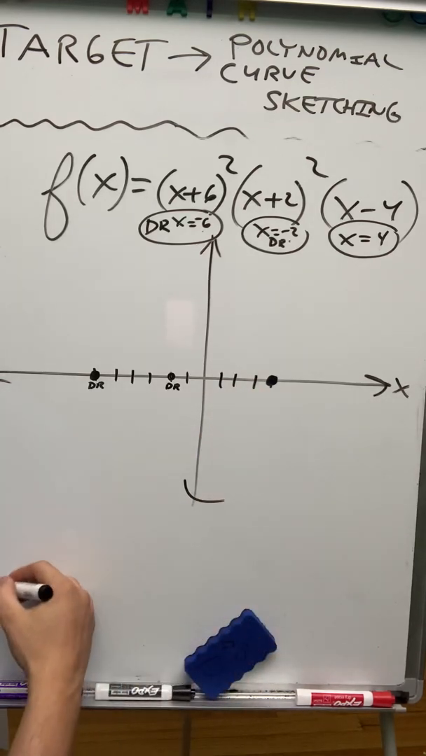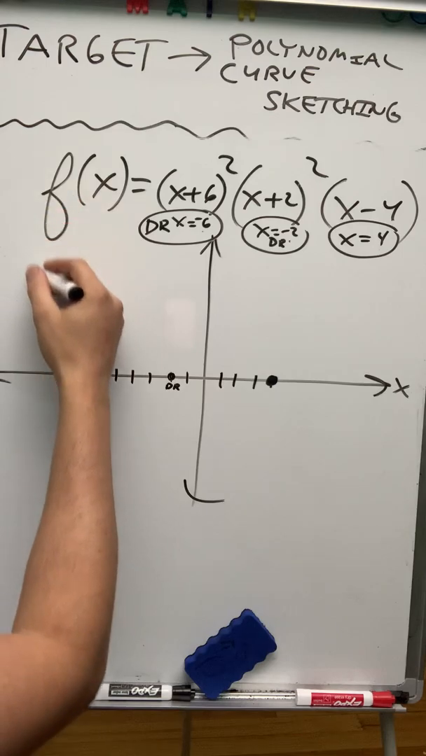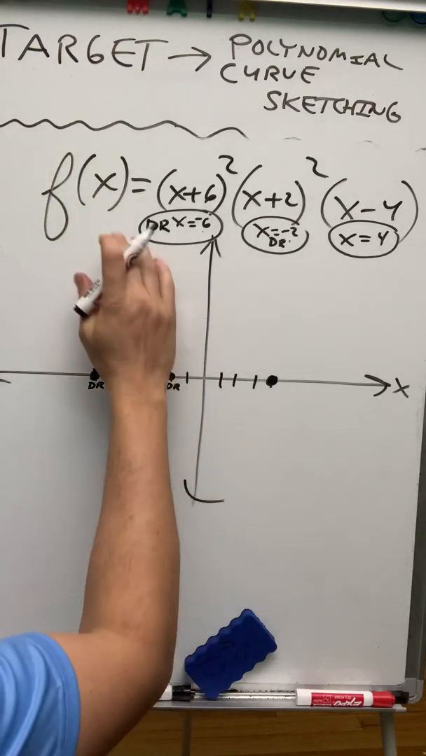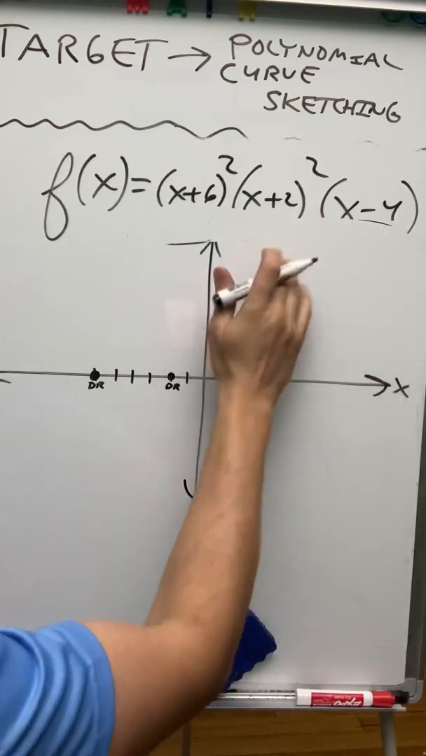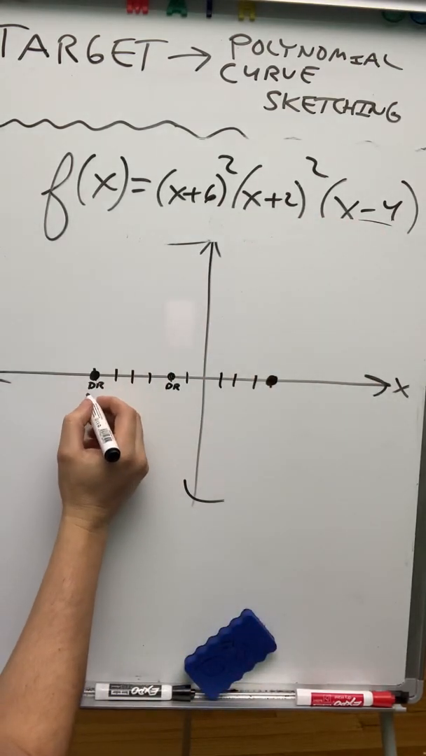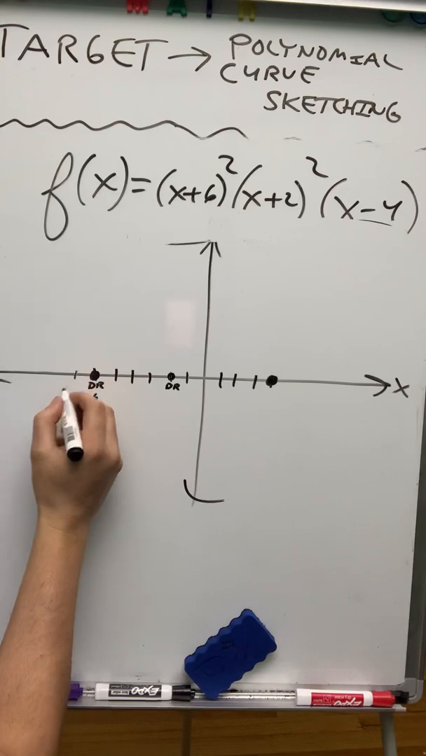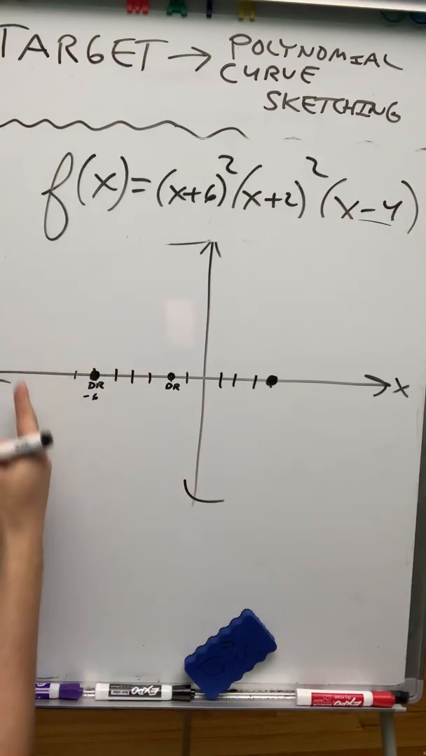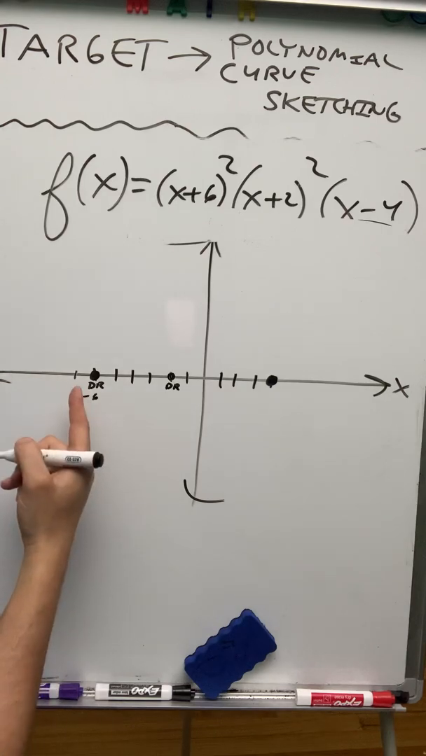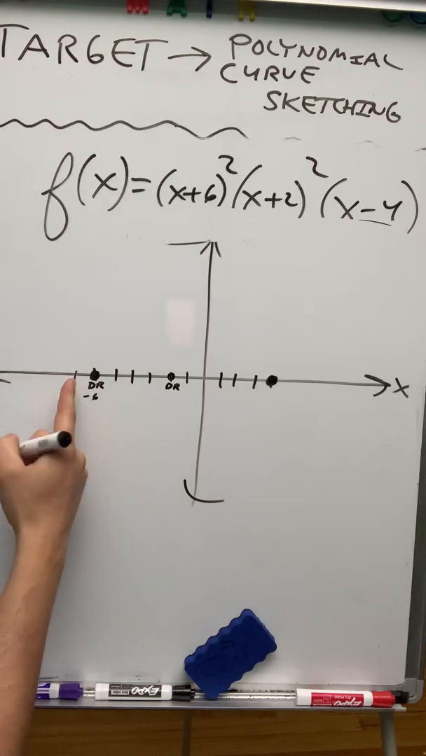Now we have to decide, are we coming up from negative infinity or are we going down from positive infinity? To do that, we just pick a test point. I'm going to pick the test point that's right to the left of this negative 6. I'm going to use negative 7. So there's negative 7, that's my test point to see if it's positive or negative. That's all I care about. I don't care what the number is. I just care about is it positive or negative.